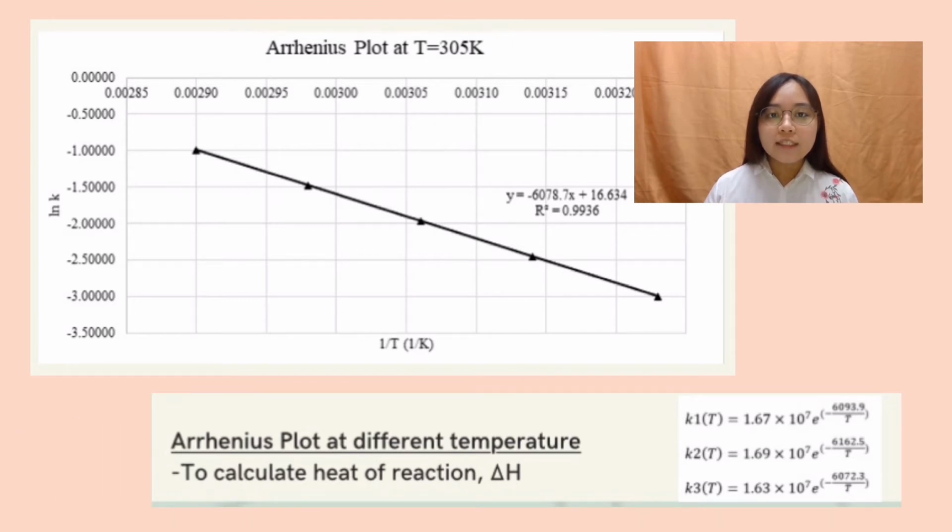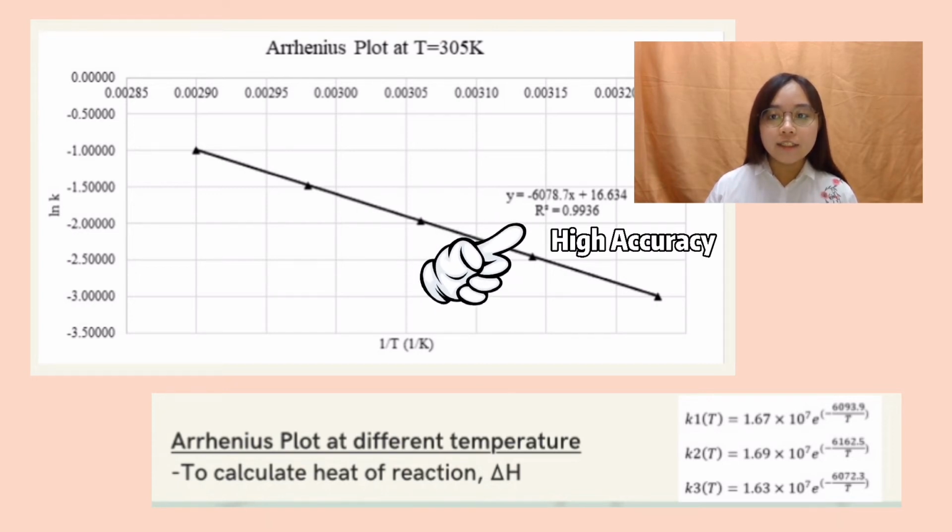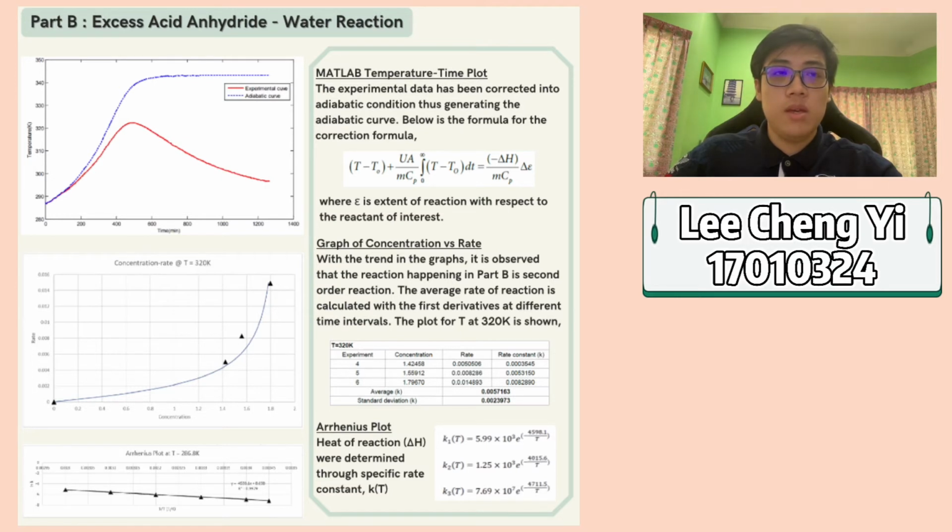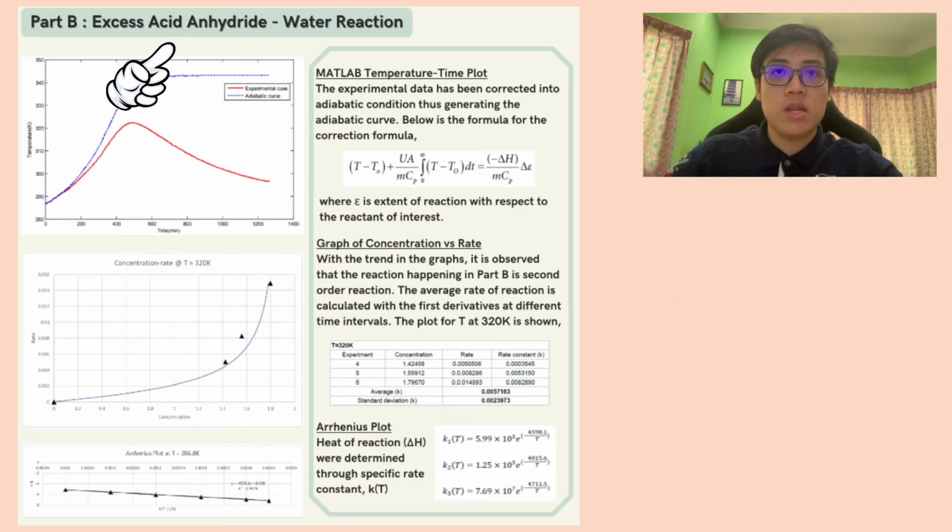The equations at the right side are generated from this graph and can be used to calculate the specific rate constant by substituting temperature into them. The R-square value for this graph is around 0.99, which shows that the results have high accuracy. As for Part B, the excess acid anhydride water reaction was studied, and similar procedures were utilized as in Part A.